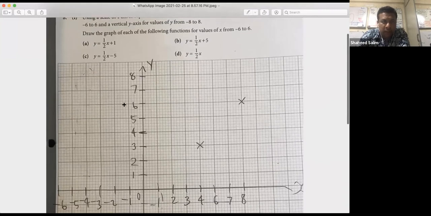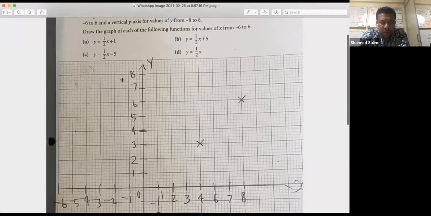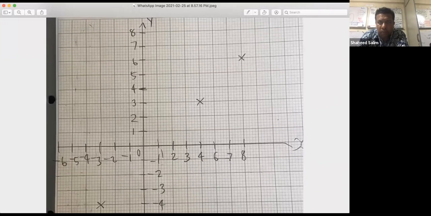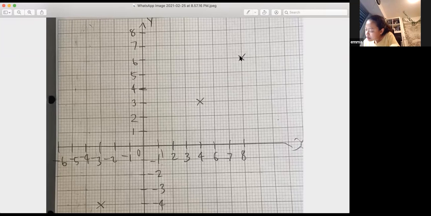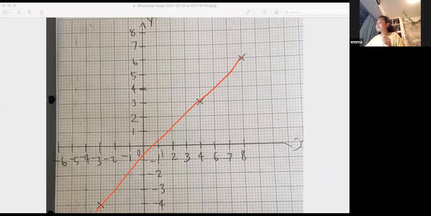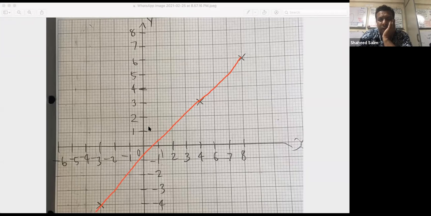Okay, A. Let's see, half x plus 1. So is it going by 1? See, we can check like this. Okay, now, down here it goes down. I don't think it cuts at 1, right? So that means something is wrong. It's supposed to cut here.